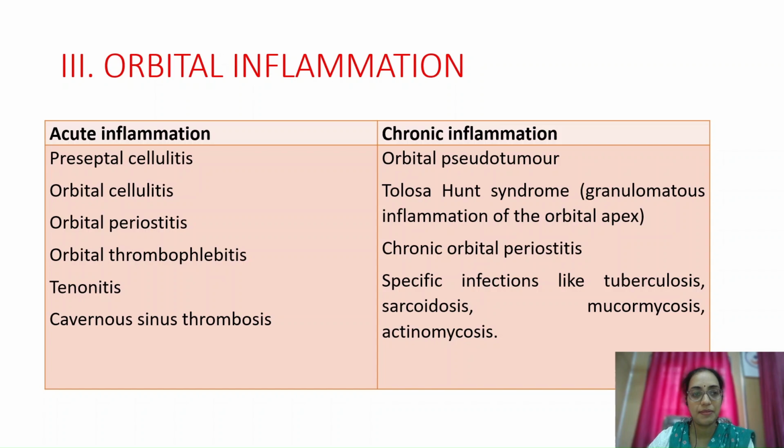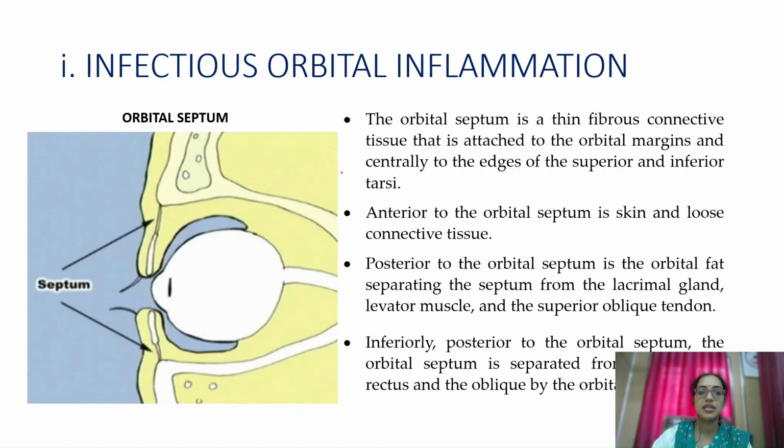Orbital inflammation can be acute as well as chronic. Acute inflammation, the types are preseptal, orbital cellulitis, orbital periostitis, orbital thrombophlebitis, pneumonitis, and cavernous sinus thrombosis. Under chronic inflammation, we have orbital pseudotumor, Tolosa-Hunt syndrome, chronic orbital periostitis, specific infections like TB, sarcoid, mucor, and actinomycosis. So let's begin with infectious orbital inflammation.